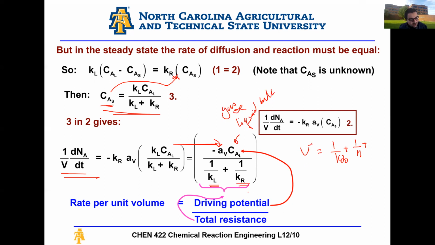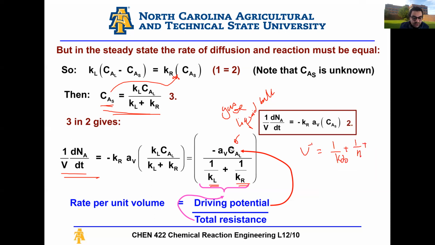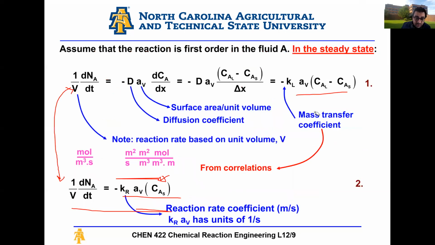Again, there's a thread along all the transport theories, all the transport physics, right? And what this represents basically is your driving force, your driving potential, which is AV multiplied by the bulk concentration, divided by the total resistance. And your total resistance will always be the summation of the inverse of your mass transfer coefficient plus 1 over your reaction rate coefficient. And again, KL is your mass transfer coefficient, KR is your reaction rate coefficient.